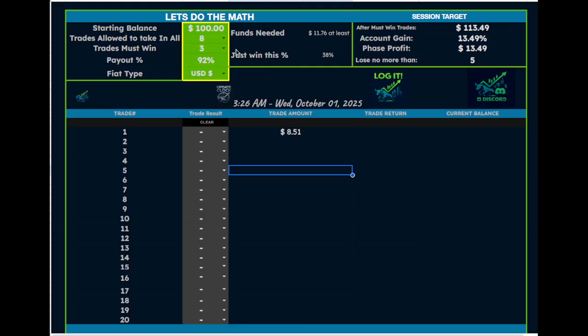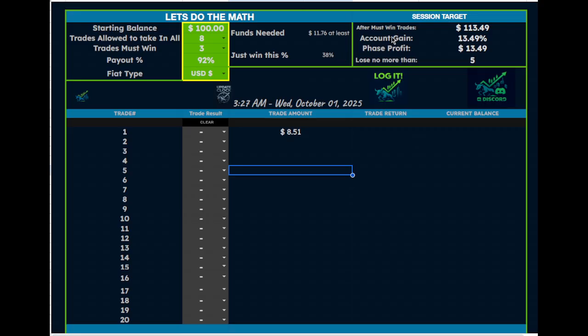Now, right here, just win this percentage. All right. It's just telling you flat out, hey, you need to win at least 38% of your trades to be profitable. That's it. It's not really that big of a deal, but just in case you ever wanted to know the percentage, this is something good to know. It is definitely good to think in percentages in this game. This is a percentage game, all right?